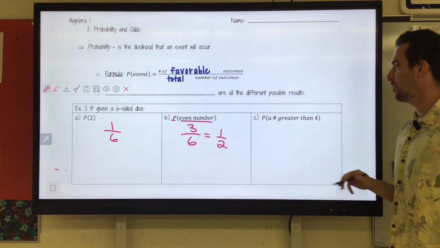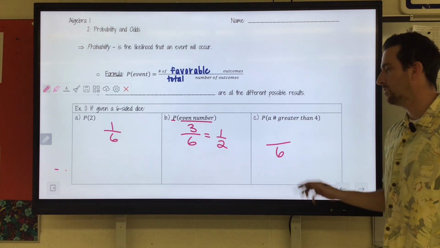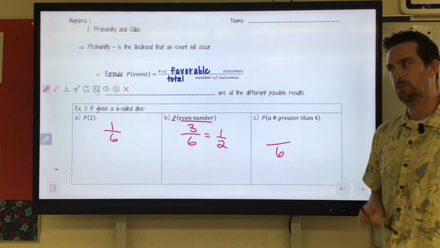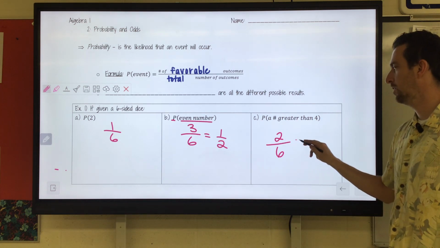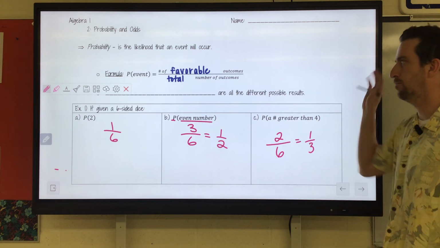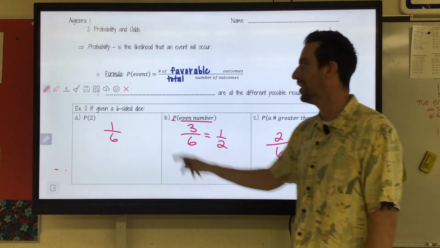Probability, it's going to be a number greater than 4. How many of the 6 sides are greater than 4? Well, you could have 5 or 6. That's 2 of the 6, which simplifies to 1/3. That's not bad.